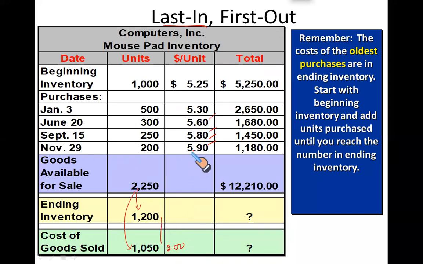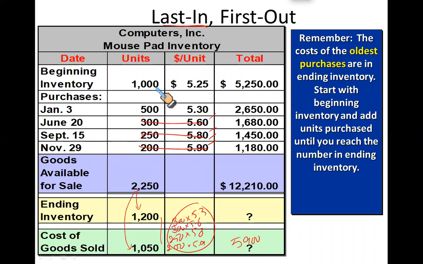I will have 200 units to be valued at 5.9. I will have 250 units to be valued at the rate of 5.80. I will have 300 units to be valued at the rate of 5.60. And out of this 500, because if you add all these you'll get 750, out of these 500, I will have 300 units to be valued at the rate of 5.3. If you total this all, this will give you the cost of goods sold. And as per the numbers, it is going to be 5900.